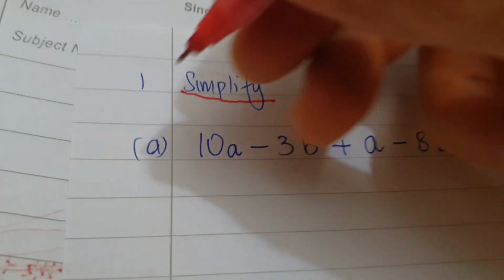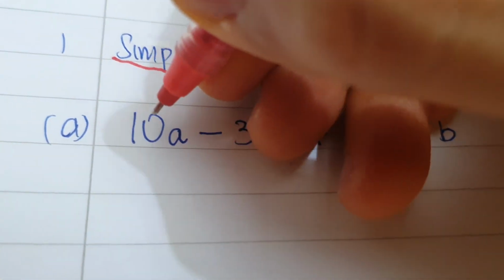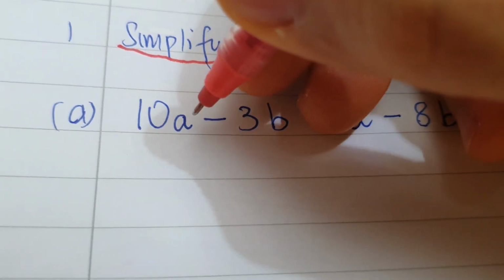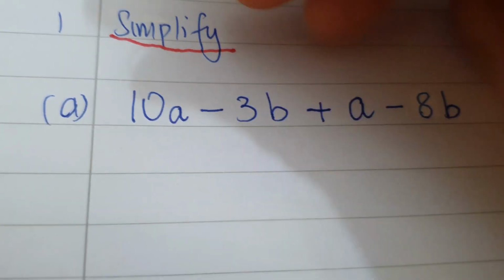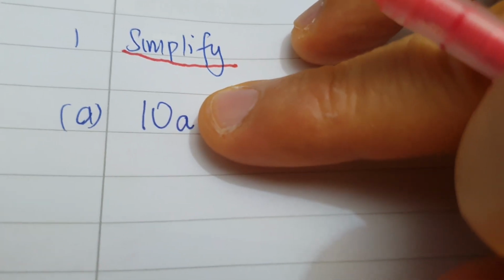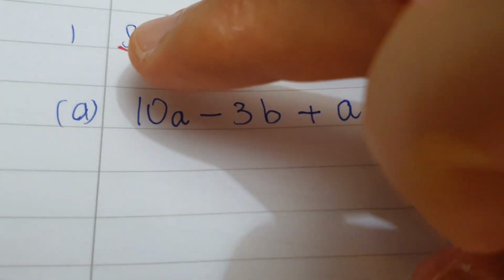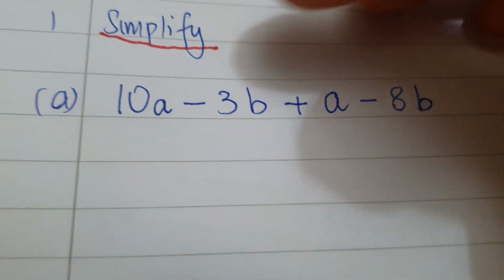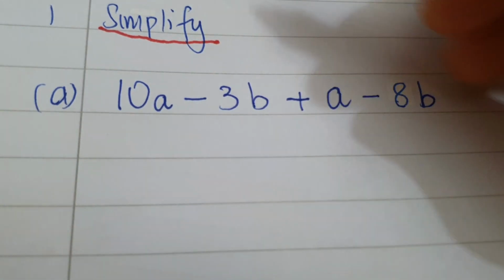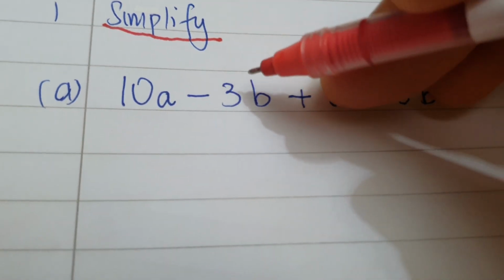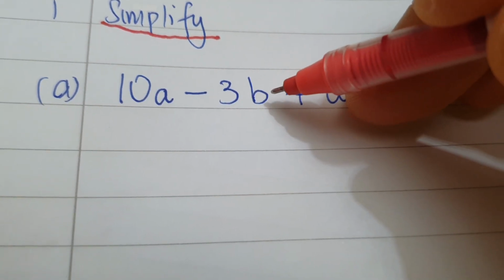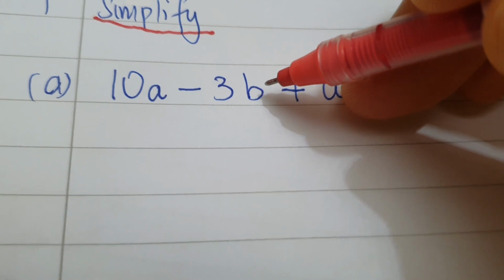So what is the sign here? It is plus. The number is 10. The algebra is a. So that's the first term. We call this a term. There are 4 terms here: 1, 2, 3, 4. For the second one, the sign is minus, the number is 3, and the algebra is b.